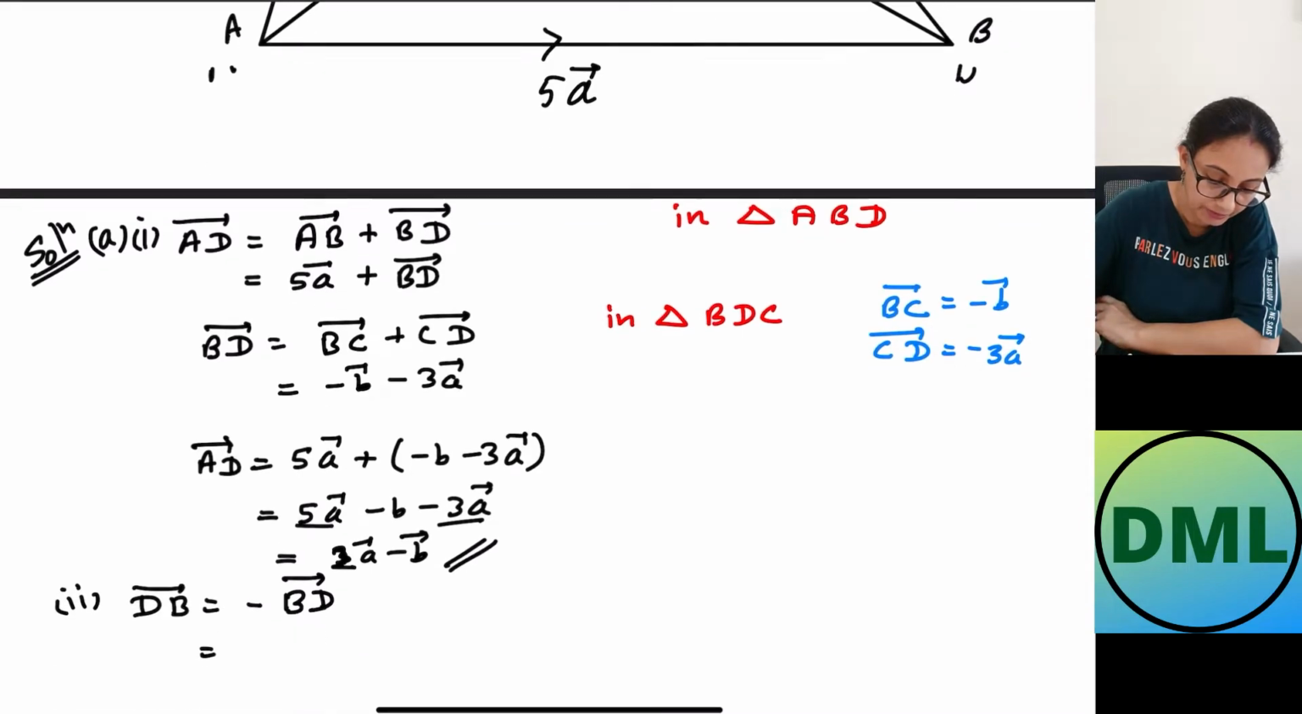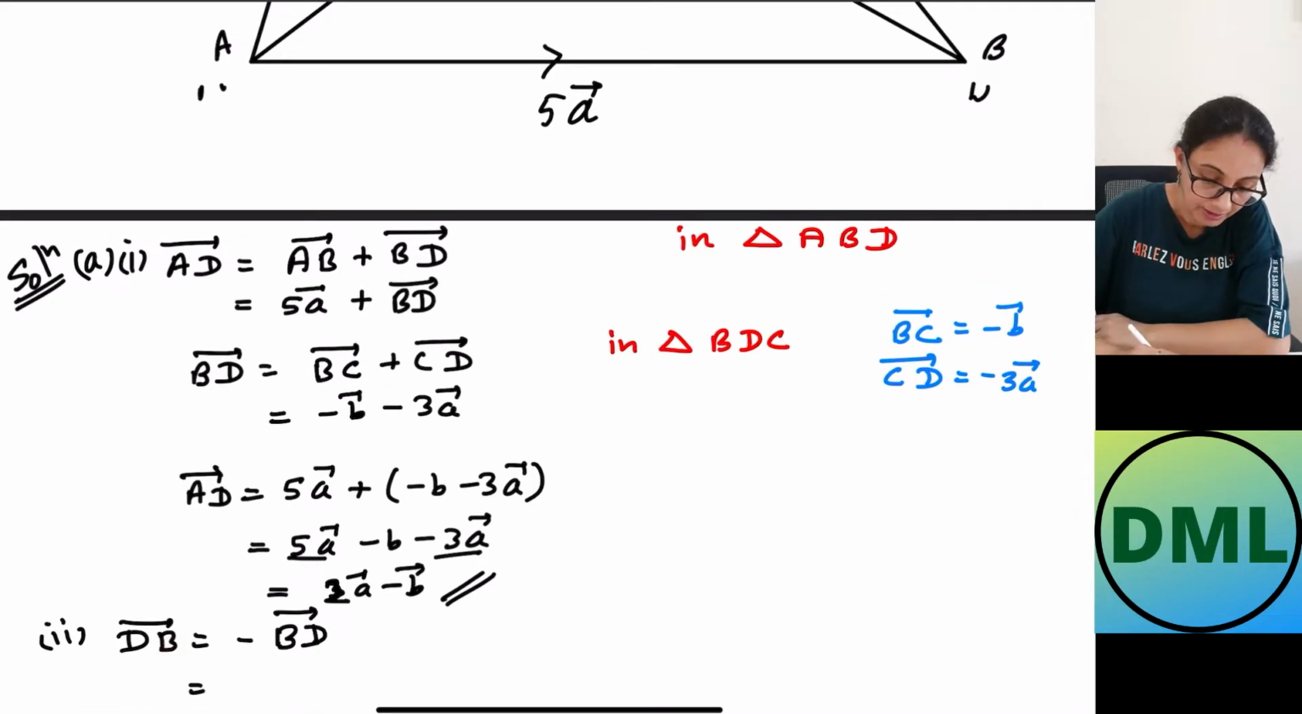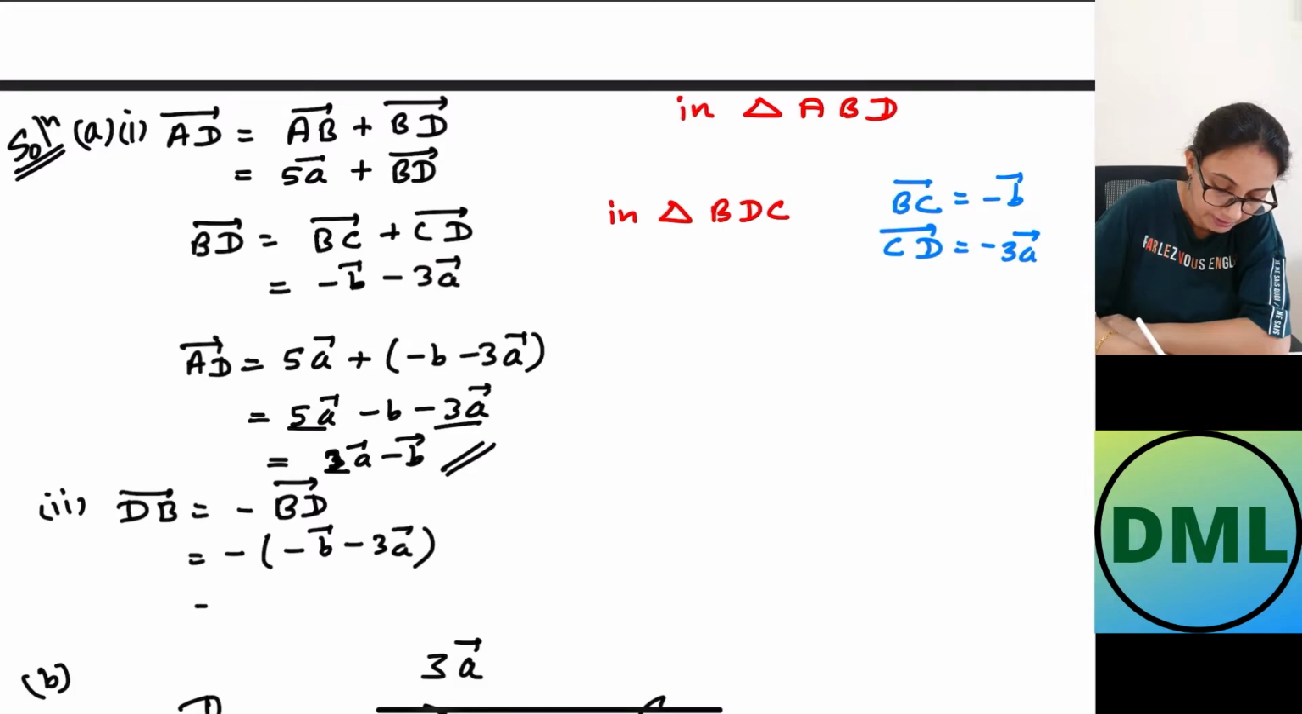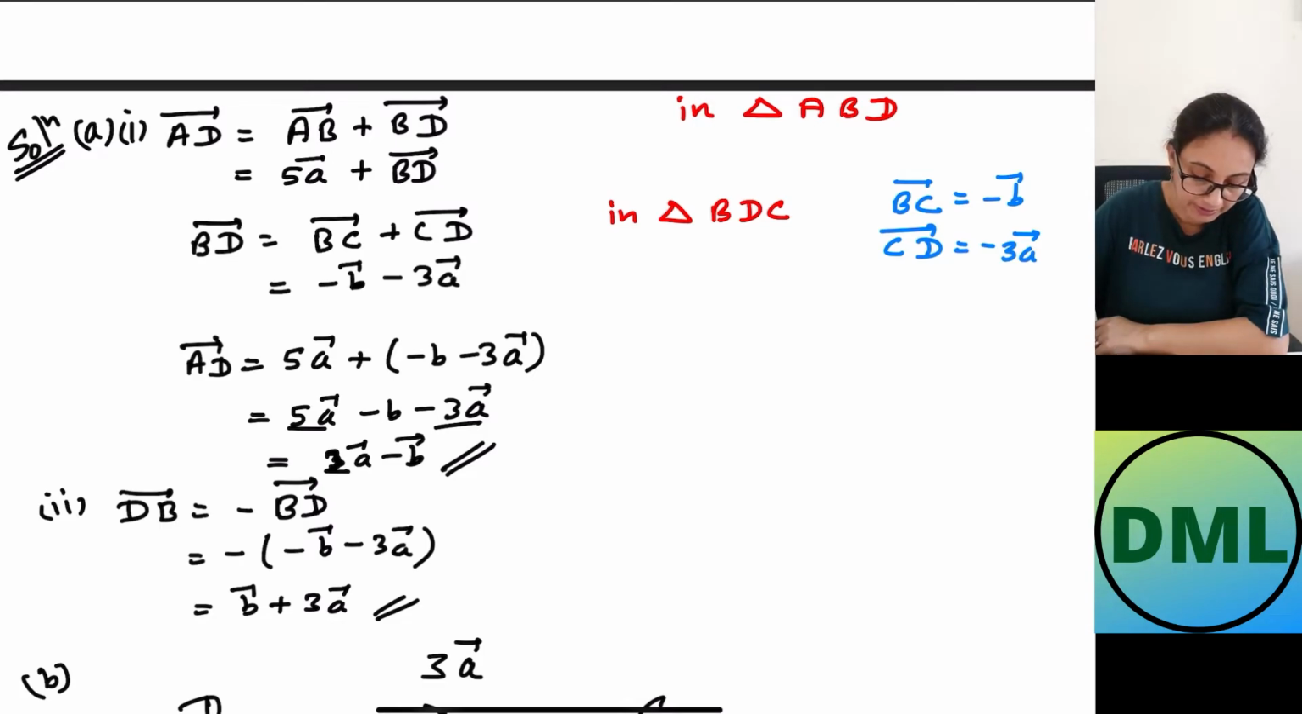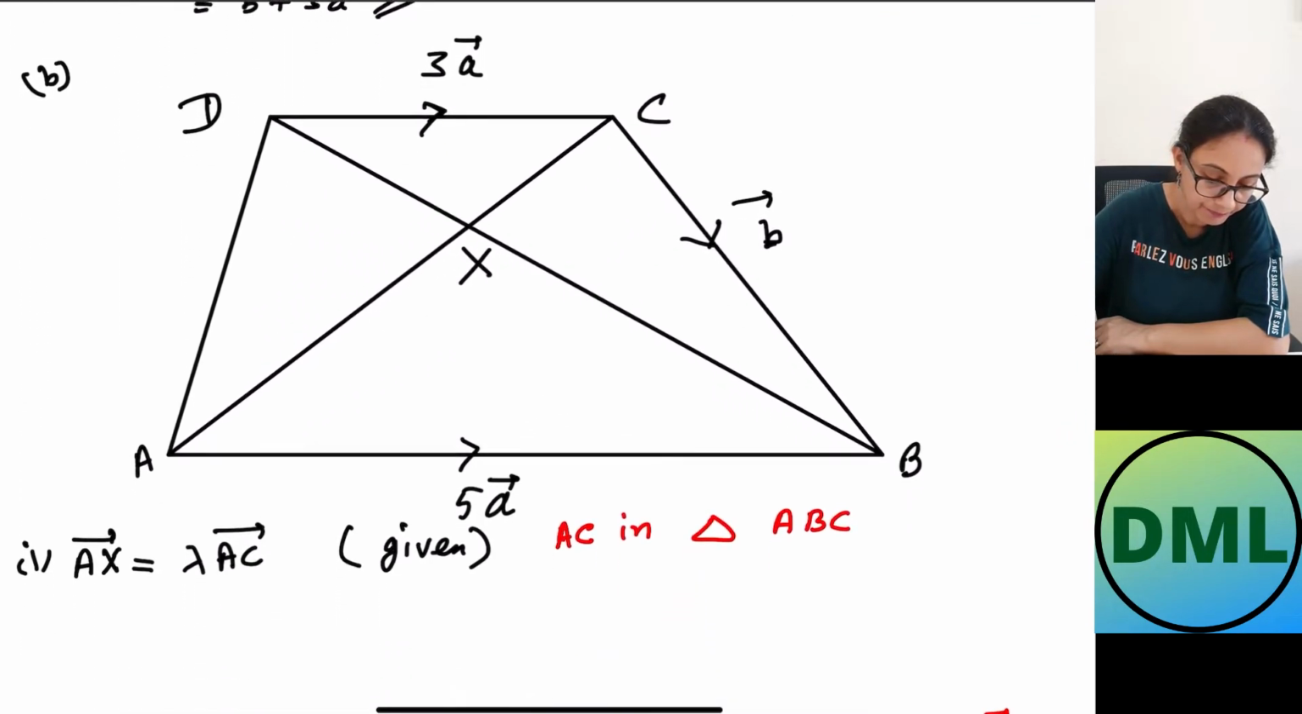Now I have to find out the vector DB. As you can see that BD vector is opposite to the vector DB. So the DB vector will be written as minus BD. Let's put the values here. It will be minus of BD, and BD is minus B minus 3A. If I open the bracket here, that will be written as B plus 3A. That will be my answer for DB vector. Now we have to do the second part.